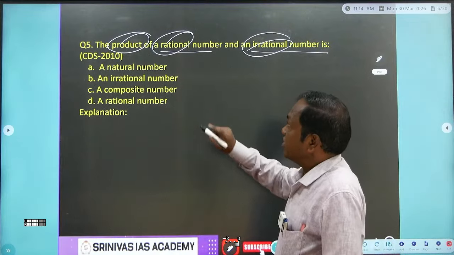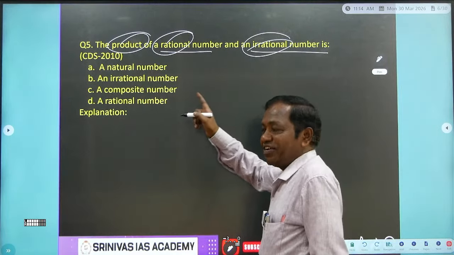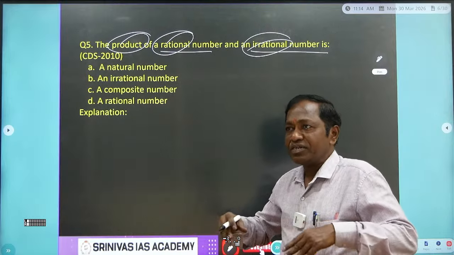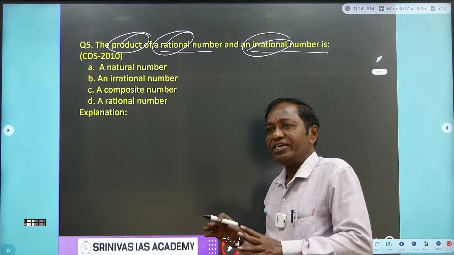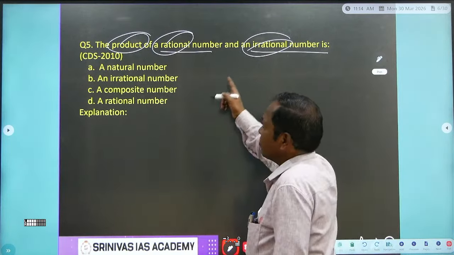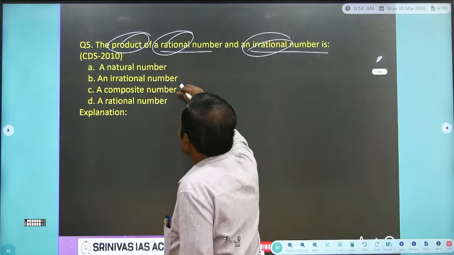And see, this is a 2010 question. This is what I have taken, because sometimes, most of the time in my flow, I may be missing many things to tell. If you look at the question again, I will have an opportunity to explain. The product of a rational number and an irrational number is always an irrational number.